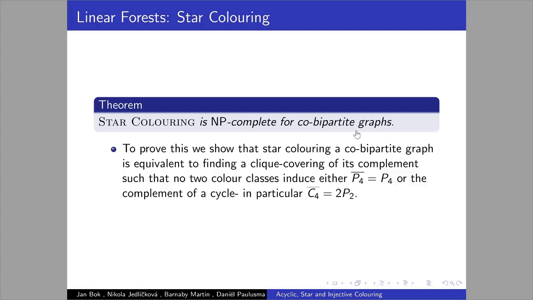And star coloring, well, first we show that star coloring is NP-complete for co-bipartite graphs. So what we notice is that a star coloring of a co-bipartite graph is equivalent to a clique covering of its complement, which is a bipartite graph. And in this clique covering, no two clique classes can induce either the complement of P4, which is P4, or the complement of a cycle. So in particular, the complement of C4 is 2P2.